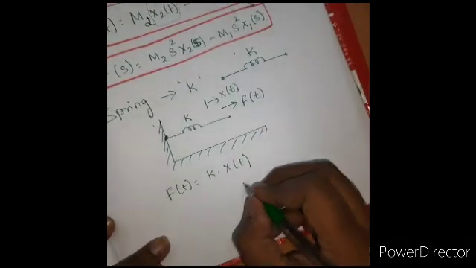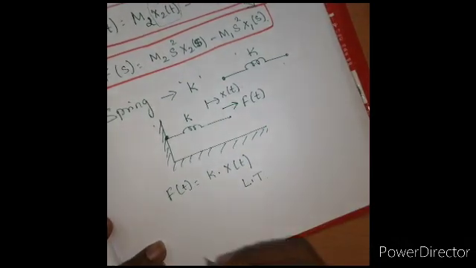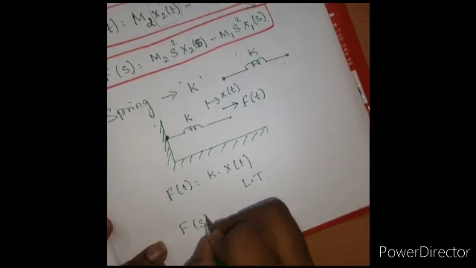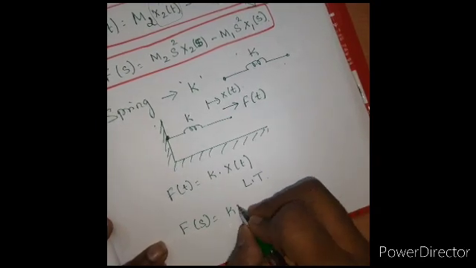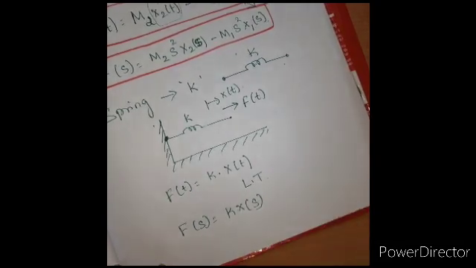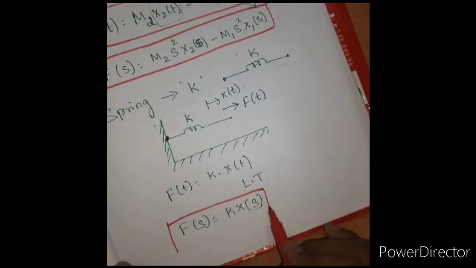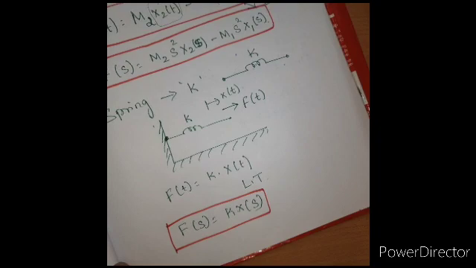This is the expression for f of t. Now what we have to do? Have to take the Laplace transform. Then f of s is equal to k into x of s is the expression for one spring if you are using.